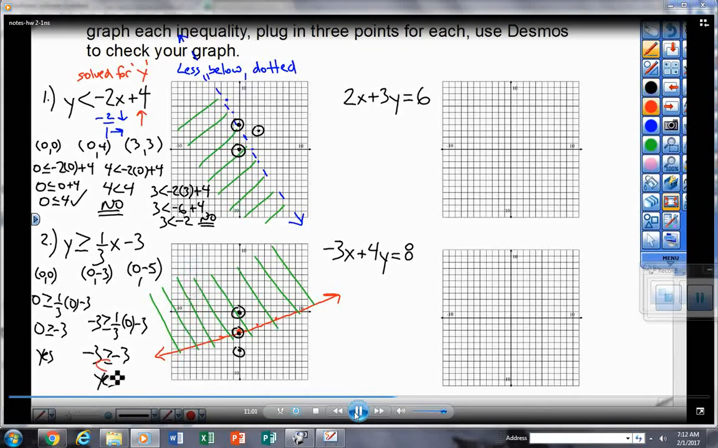So that's why you draw a solid line, because all those points, because of that equal line, will give you a true statement. And then when I plug in 0, negative 5, negative 5 for y, greater than or equal to 1/3 times 0 minus 3. That will give me negative 5 greater than or equal to negative 3. That is a false statement.